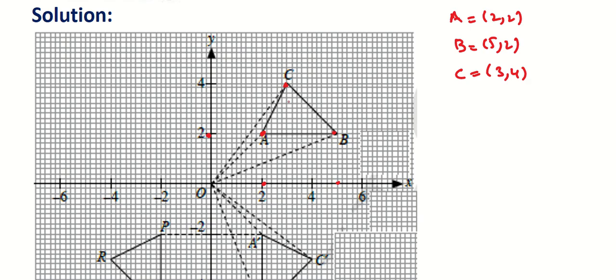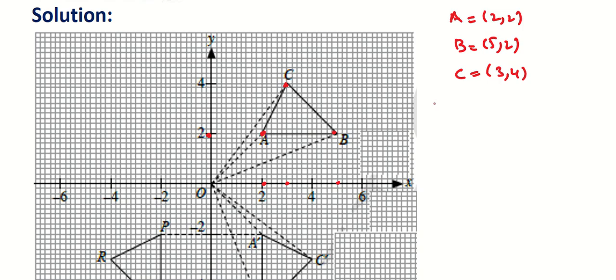The coordinates of C are 3, 4. These are the coordinates of C, 3 and 4. So this is the triangle after joining these 3 points, these 3 vertices, ABC. ABC is a triangle which is the original triangle.